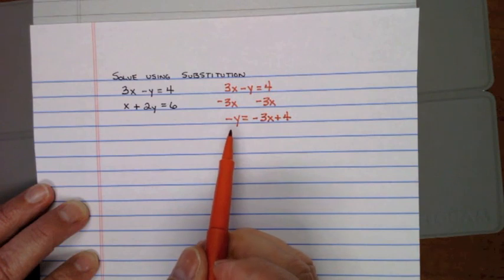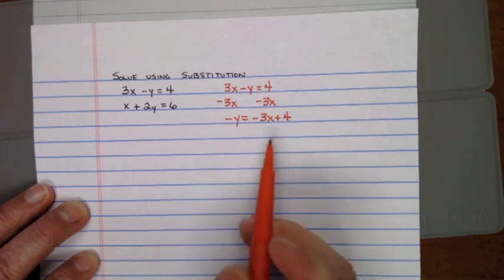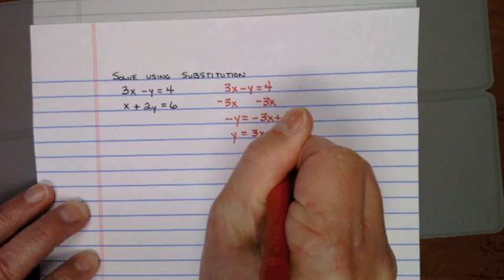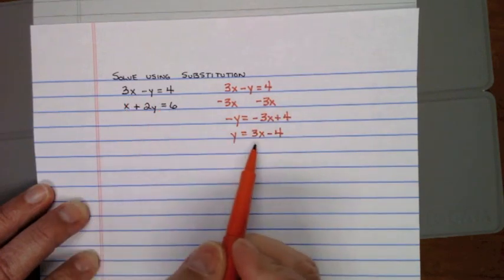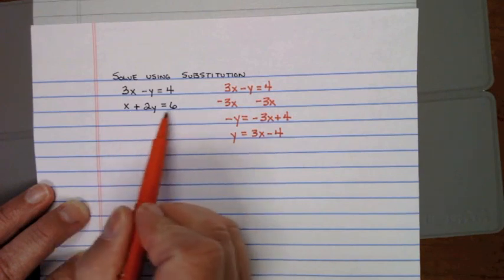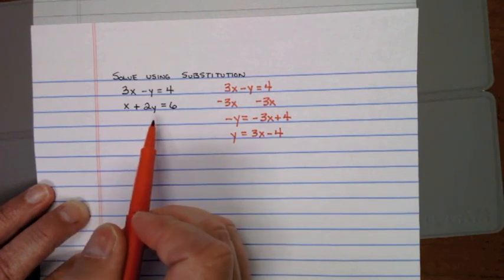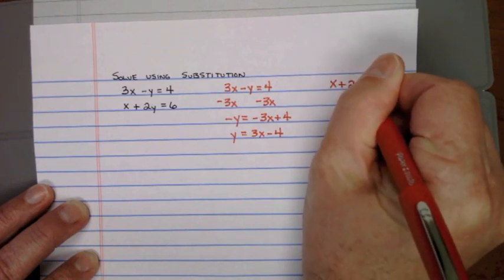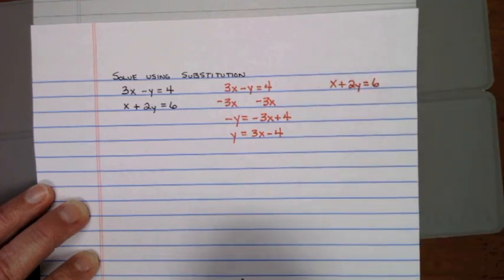When something's in slope-intercept form, the y needs to be by itself. Right now it's got a negative there. What I'm going to do is simply change the sign of everything. I have now changed this one into slope-intercept form. This one is not in slope-intercept form either, so I'm going to rewrite it, and I'm going to change it as well.